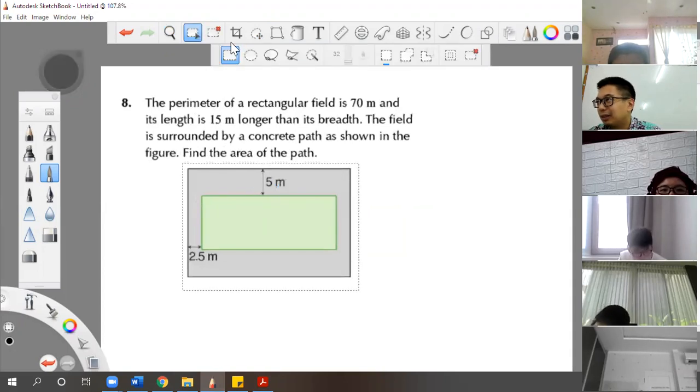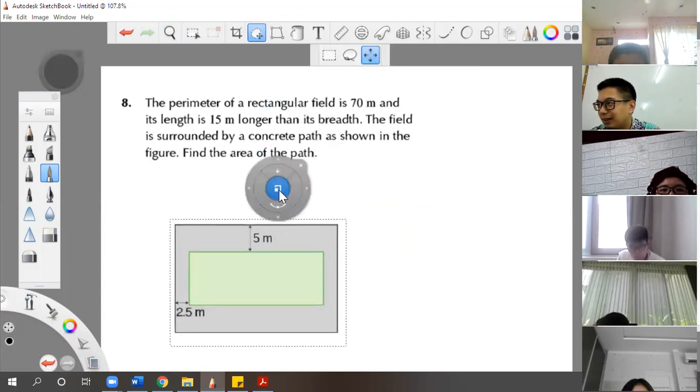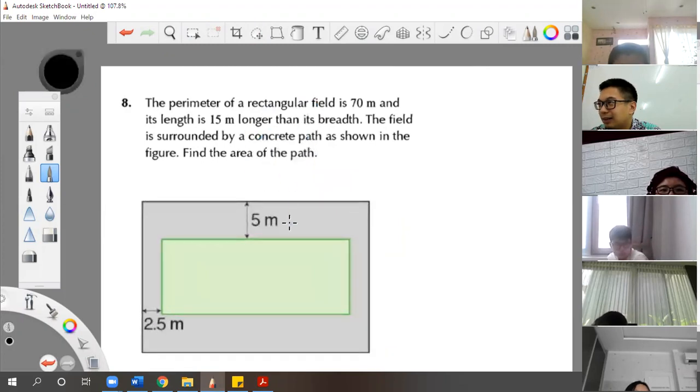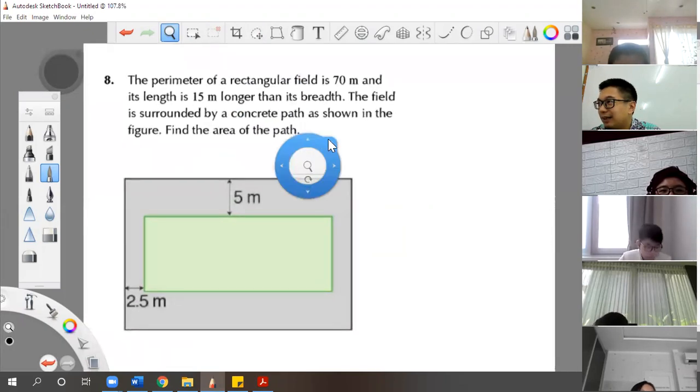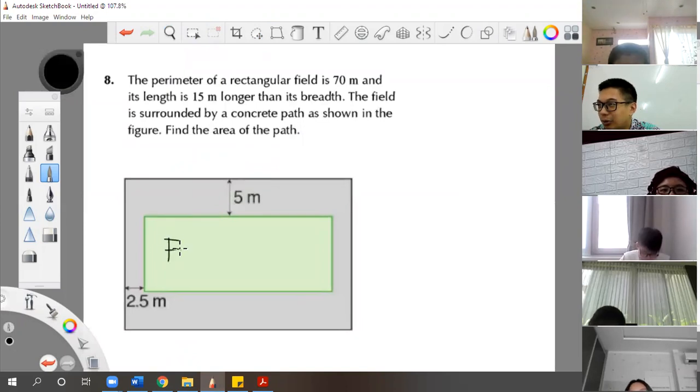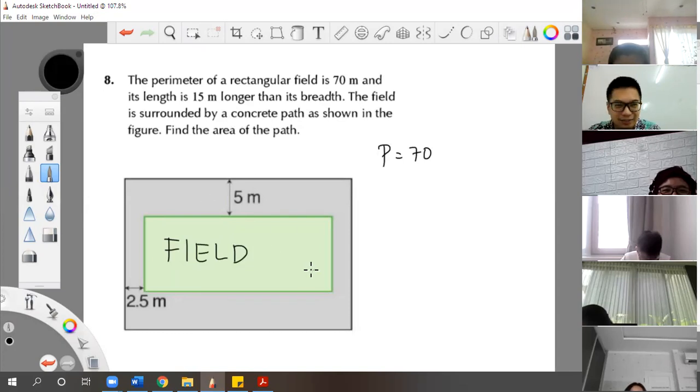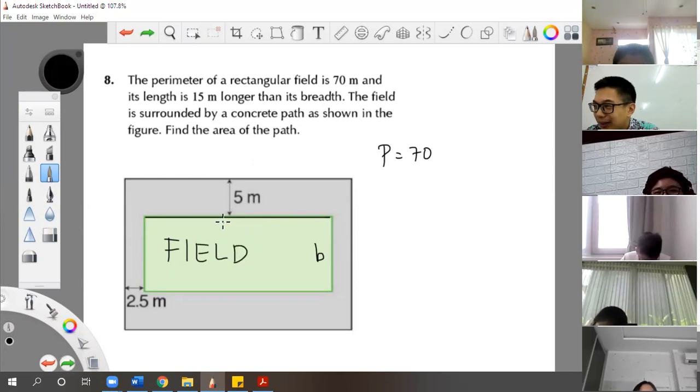Coba kita fokus di sini. Semua masih fokus ya, ini yang exercise A-nya. The area of the perimeter of rectangular field. Field-nya yang mana? Yang hijau. Oke. 70 meter, the perimeter itu 70. The length is 15 longer than its breadth. What? 15 yang mana? Nggak ada di sini 15. Ini breadth, for example, this breadth. The length is 15 meter longer. So 15 plus B. Lu pakai algebra dulu guys. Ini soal udah combination with algebra.